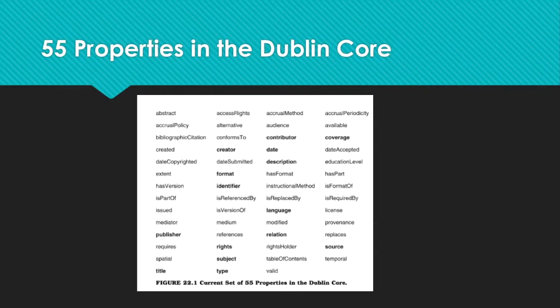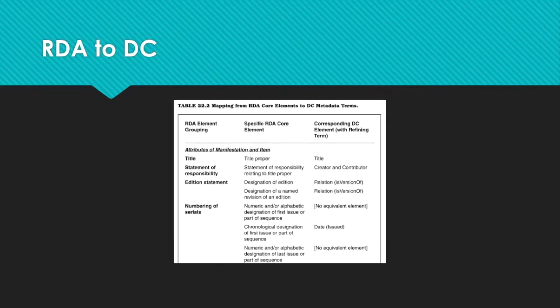So, RDA to DC. The RDA element set is compatible with ISBD, MARC 21, and Dublin Core. But the problem is that there are actually no best practices. So what I've provided here is a map for how the RDA element groupings map onto corresponding DC elements. And if you do more with metadata, you will be doing more of this sort of mapping onto different elements in the future.